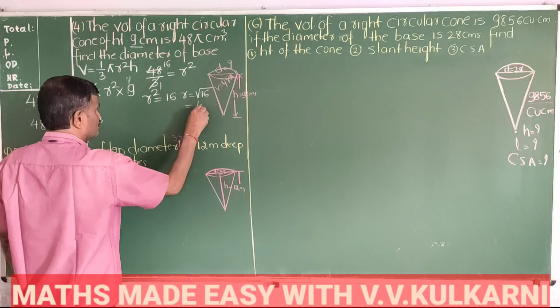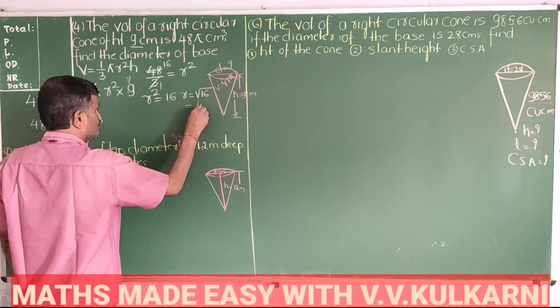So this is the radius of the cone. Now you want the diameter. If you want the diameter, it is 2 times the radius. That means 2 times 4, and that is equal to how much? 8 centimeters. So this is the simple way in which you can calculate the diameter of the given figure.